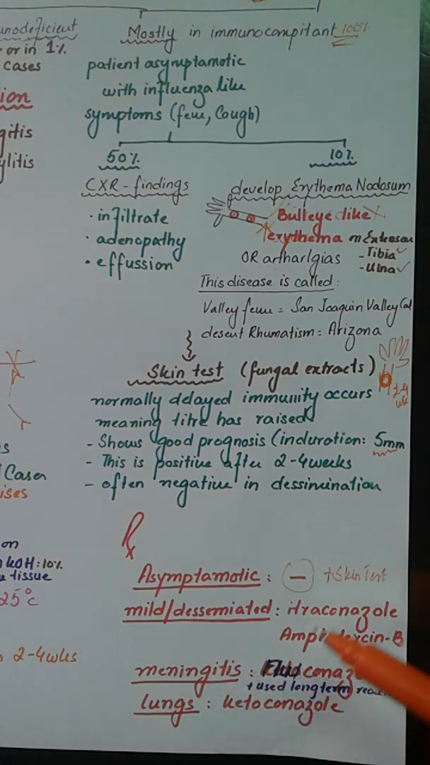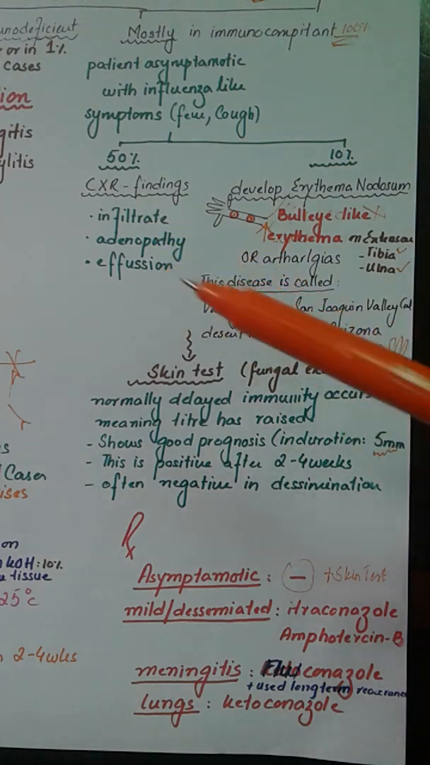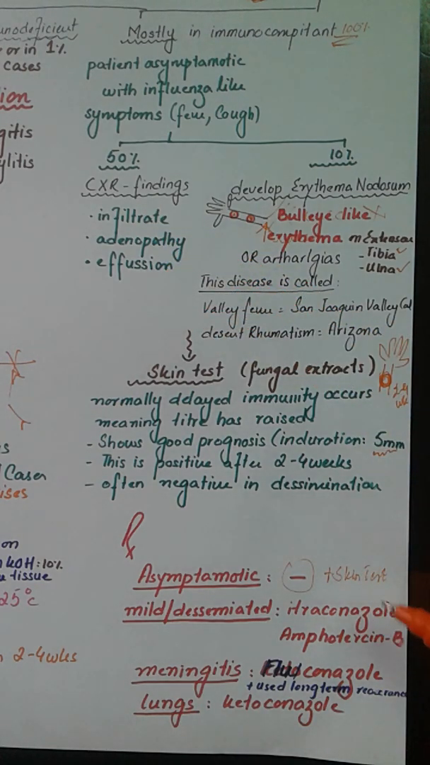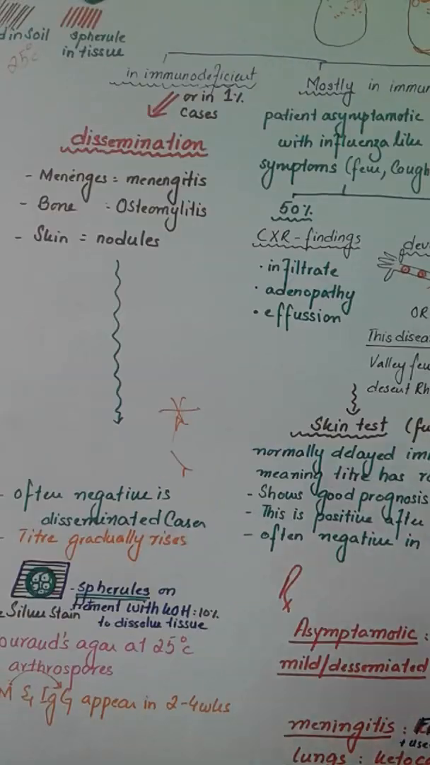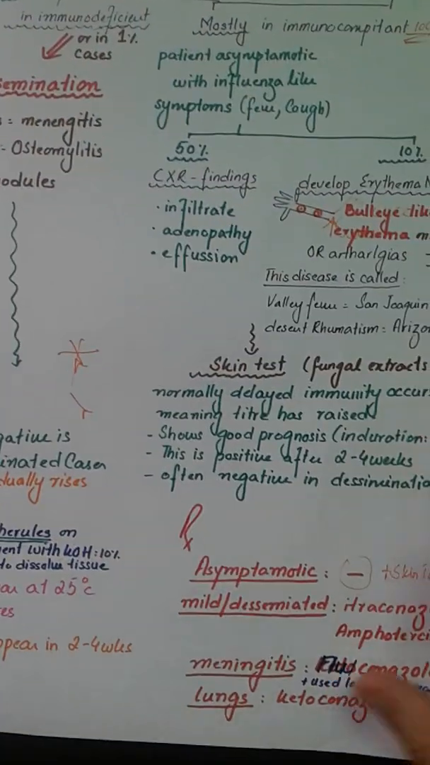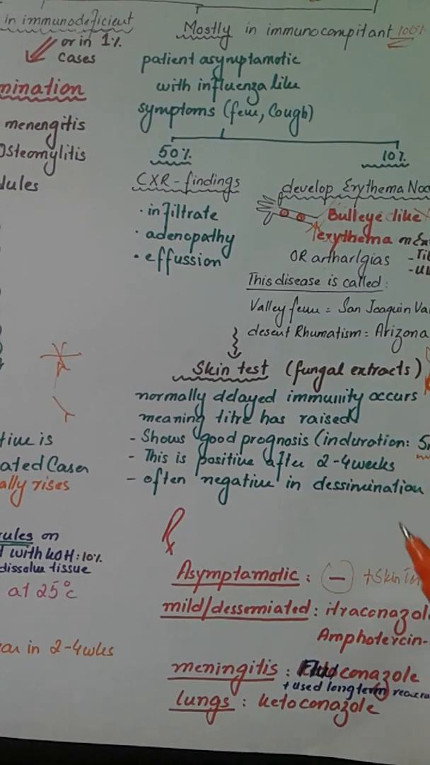But in mild or disseminated disease, in which you actually have infiltrates and adenopathy and maybe a little sign of effusion, you can give itraconazole or amphotericin B. But in severe disseminated cases where there is meningitis, in an immunocompromised patient, the patient needs to take fluconazole, and they need to take it for a long time because their immunity is a potato. Potato meaning the patient has no immunity at all. And in lung diseases, we can also give the patient ketoconazole.